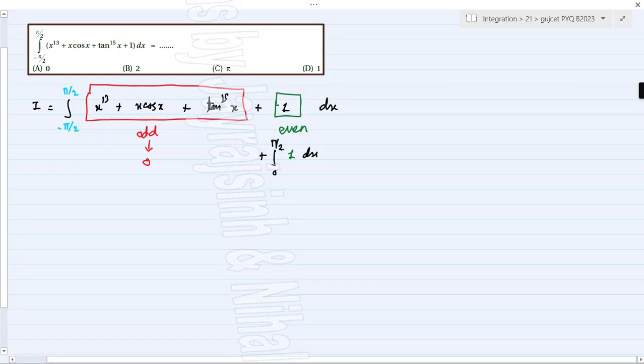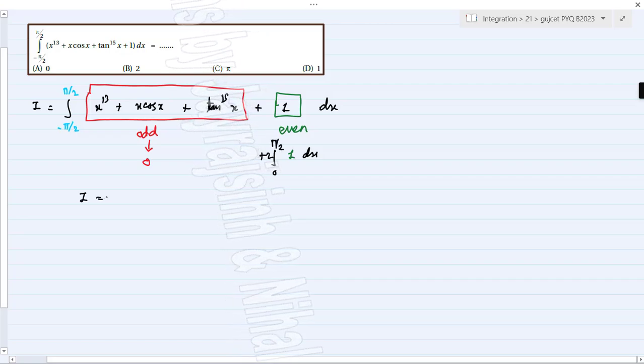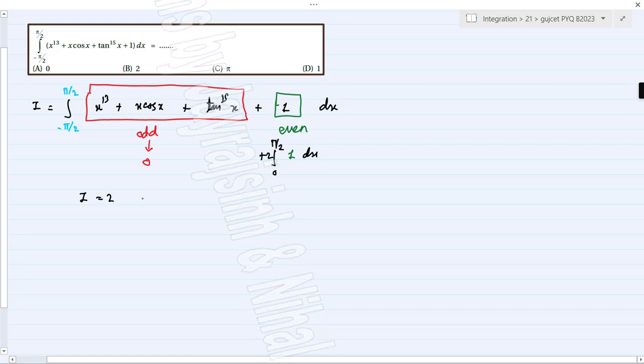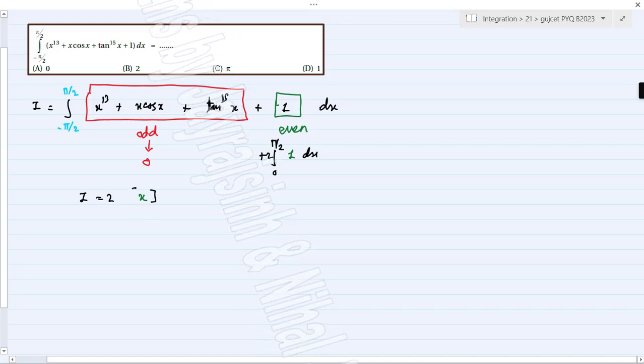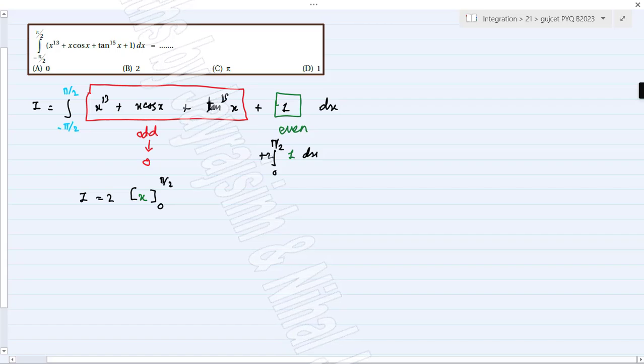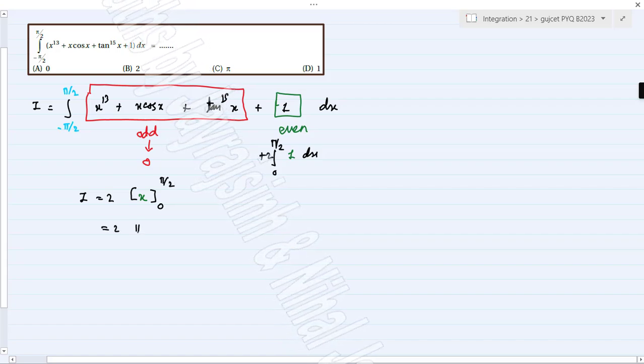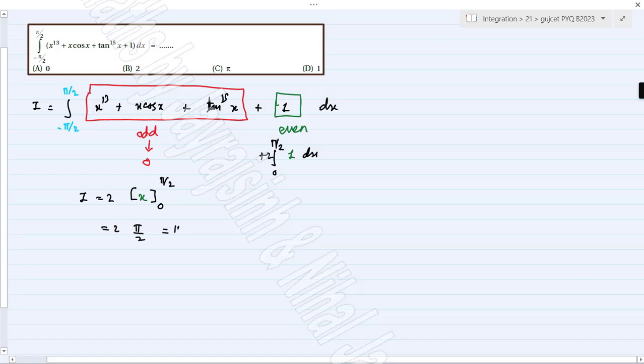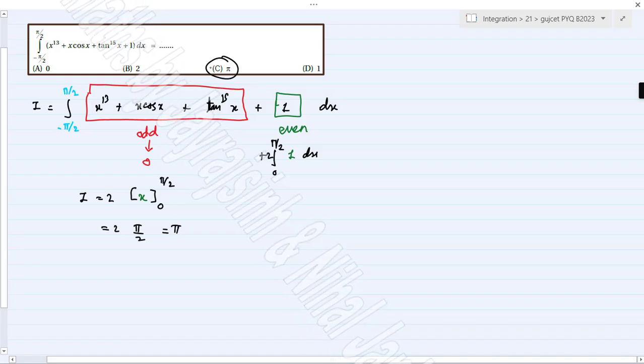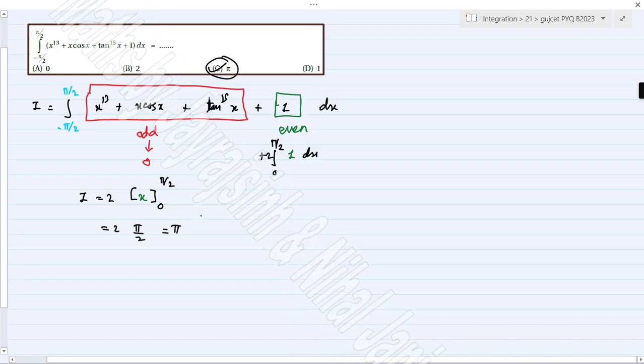0 to pi by 2, 2 times. Your I will be 2 times integration of 1, which is x. Limit is from 0 to pi by 2. Substitute the limit and we will get 2 times pi by 2, or we can say pi is your answer, which is given in option C. Ta-da!